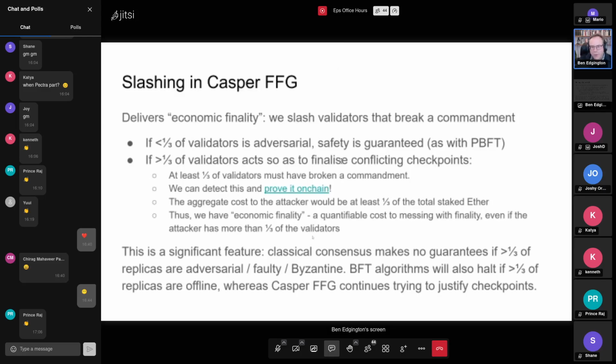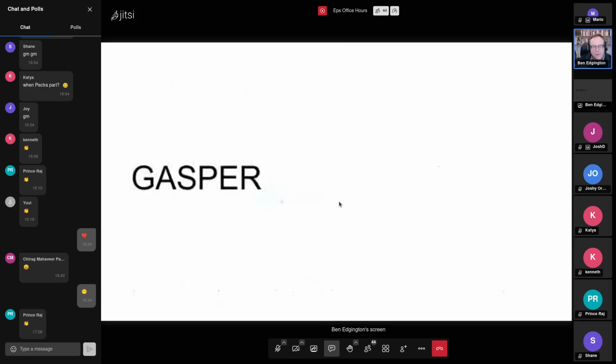Okay, quick pause there. That's Casper FFG. We're going to look in the final section, it's only a few slides, at how they're combined into Gasper, but I will, as promised, just pause there for questions about Casper FFG, and I'm aware that I have gone through it swiftly, so apologies for that. Yeah, let me press on. Just a few more slides.